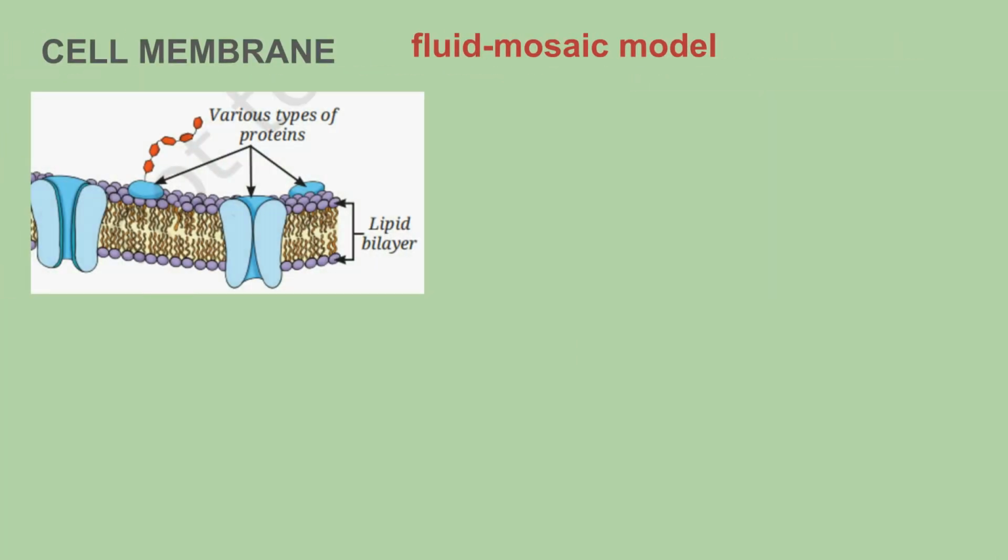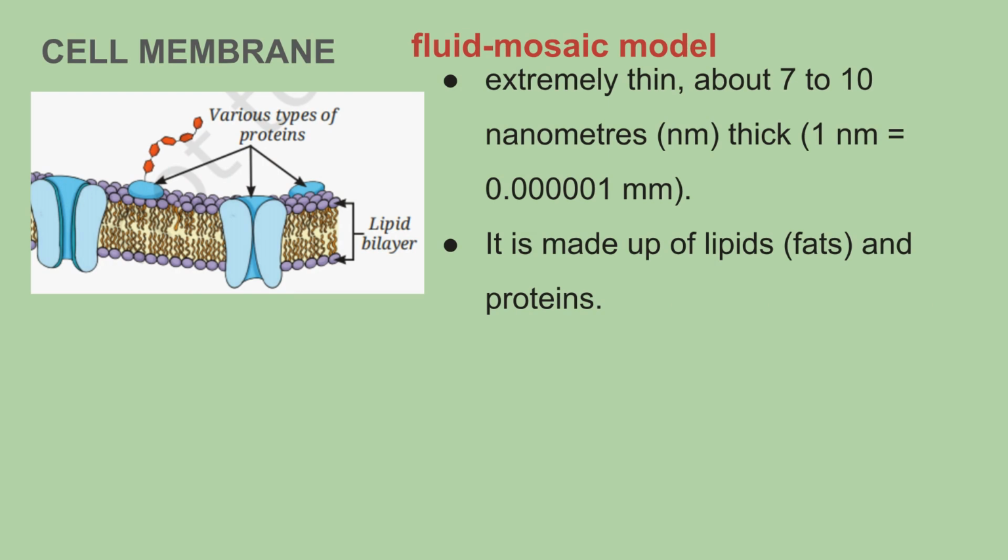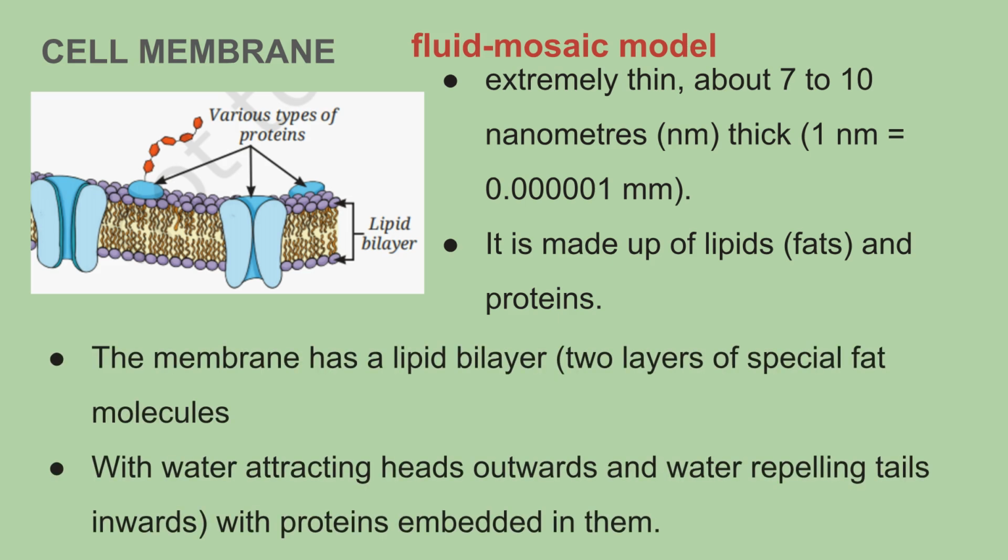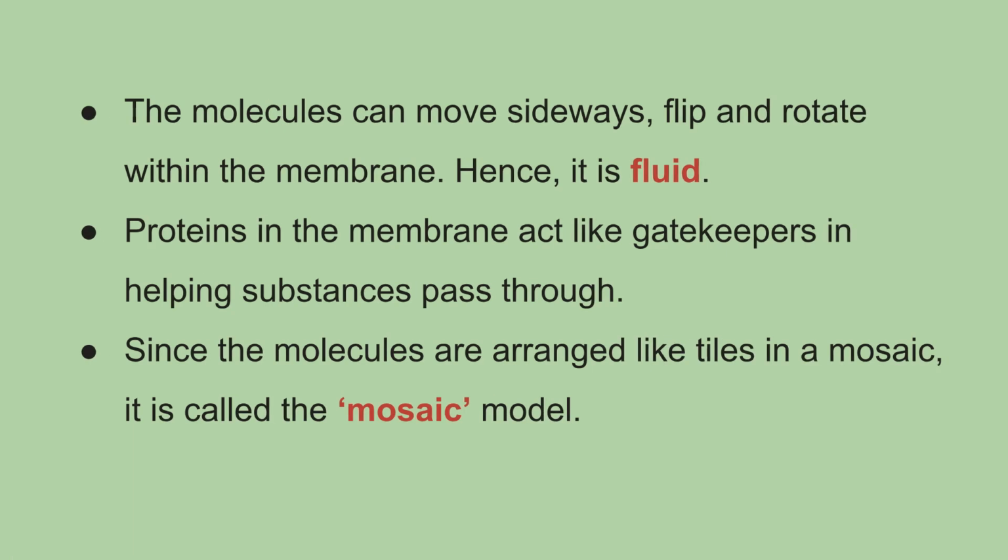The cell membrane is explained by the fluid mosaic model. It is extremely thin, about 7 to 10 nanometers thick, and composed of a lipid bilayer and embedded proteins. The lipid bilayer has water-attracting heads and water-repelling tails. The fluid nature comes from the molecules moving sideways, flipping, and rotating within the membrane. The proteins act as gatekeepers. It's called the mosaic model because the molecules are arranged like tiles in a mosaic.